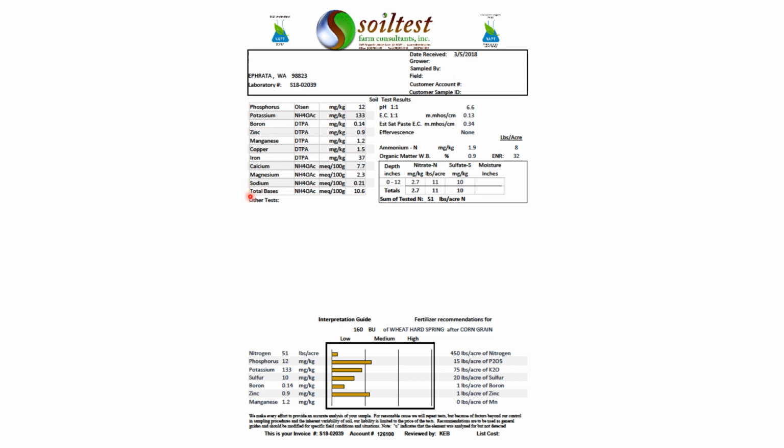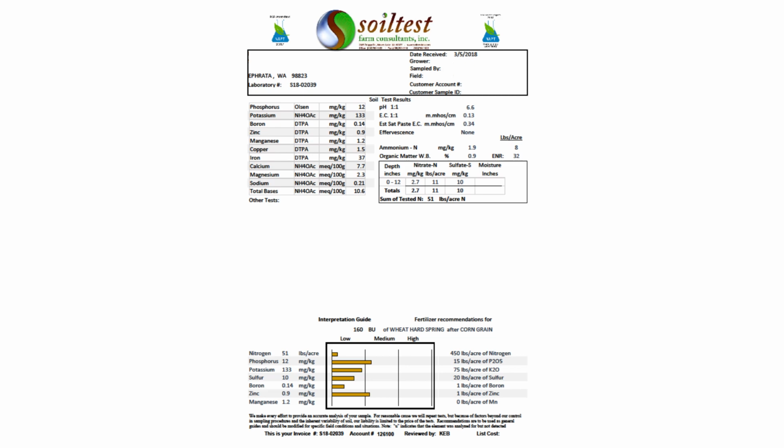Total bases is also calculated. This value is calculated by adding the calcium, magnesium, and sodium. Also, potassium is added to the basic cations. You will notice that the units that potassium is listed at is parts per million. In order to determine the milliequivalents of potassium in the soil, we divide this value, 133, by 291, and that value, together with the 7.7 from calcium, the 2.3 from magnesium, and the 0.21 from sodium, are added together to give us 10.6 milliequivalents per 100 grams of total bases.